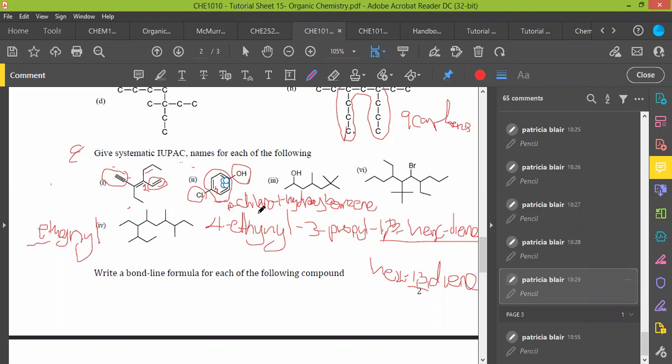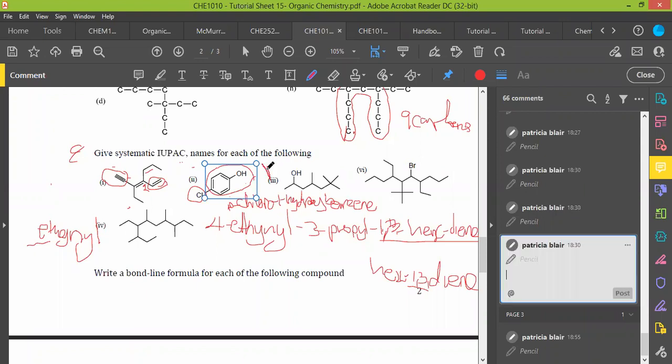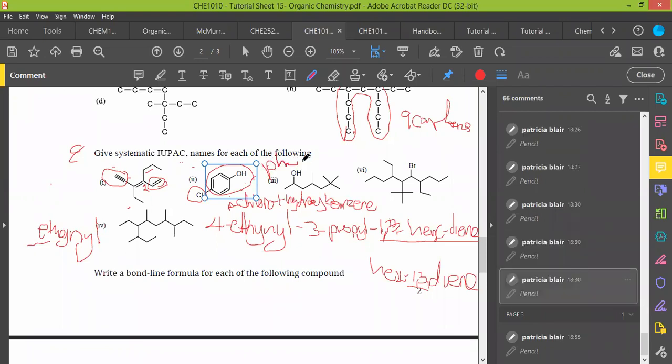That is your name, 4-chloro-1-hydroxybenzene, because the benzene ring takes priority in that particular case. But otherwise, the hydroxyl together with the benzene, this OH group, is called a phenol. That is a phenol. Like this. So if I take this to be a phenol, then I'll start my counting here.